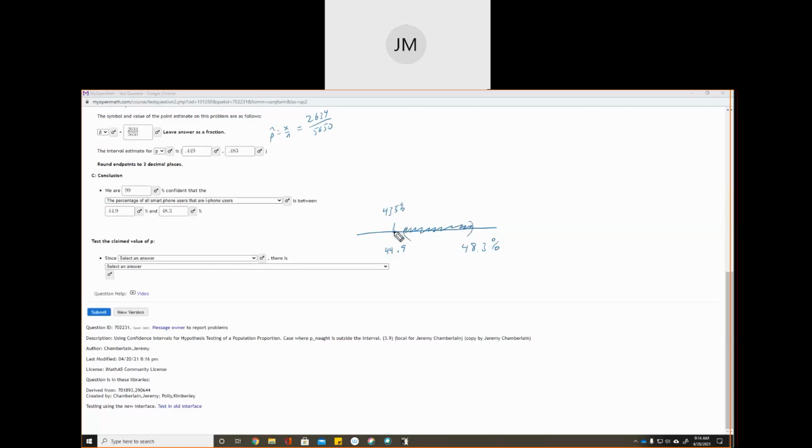So this isn't it anymore, right? We can be confident that it's moved up. Since the claimed value of 43.5% is not in the interval, the confidence interval is above that claimed value, then we have statistically significant evidence that the percentage is higher or bigger than that claimed value.